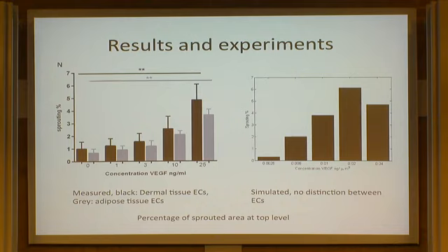So that's what you can see here. They did experiments with dermal tissue endothelial cells, and also, like Amit is interested in adipose tissue endothelial cells. They used different types of chemicals to stimulate, for instance, the vascular endothelial growth factor, as well as the tumor necrosis factor. We did the simulations here. So these are the experiments, these are the simulations, and you can see that there is a discrepancy.